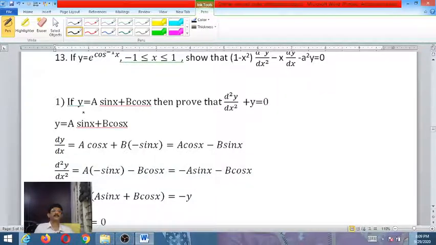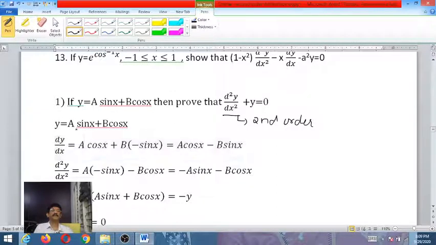Okay. If y equals capital A sin x plus capital B cos x, then prove that d square y by dx square plus y equals 0. What is this d square y by dx square? This is nothing but second order derivative. That means you have to differentiate the given function 2 times. It is a very simple problem. Y equals, it is given, capital A sin x plus capital B cos x. These two are the constants.